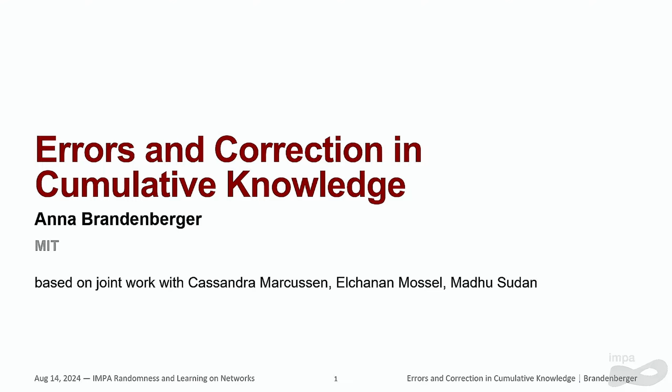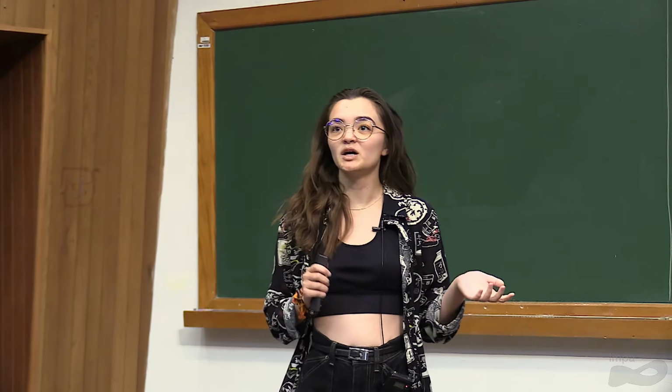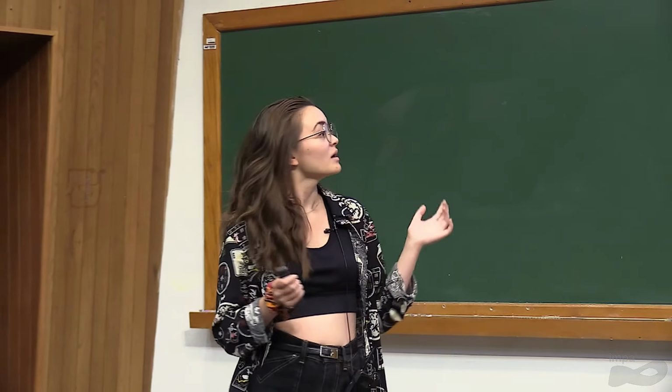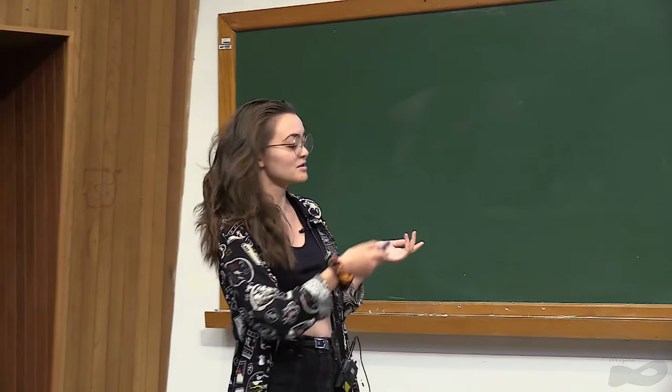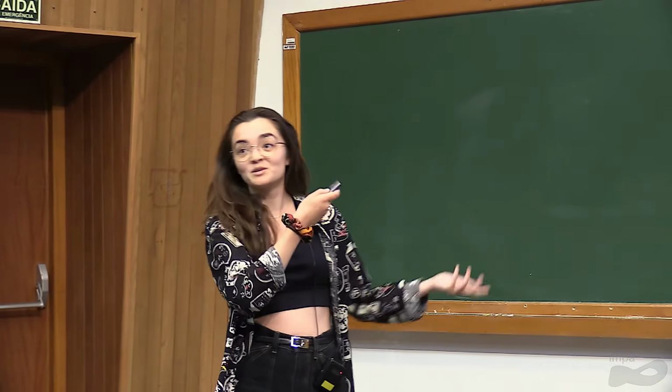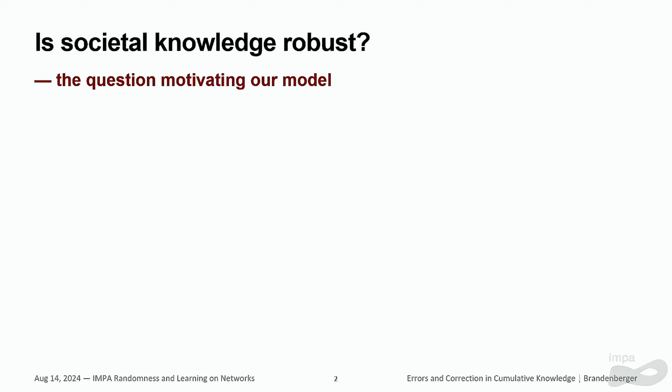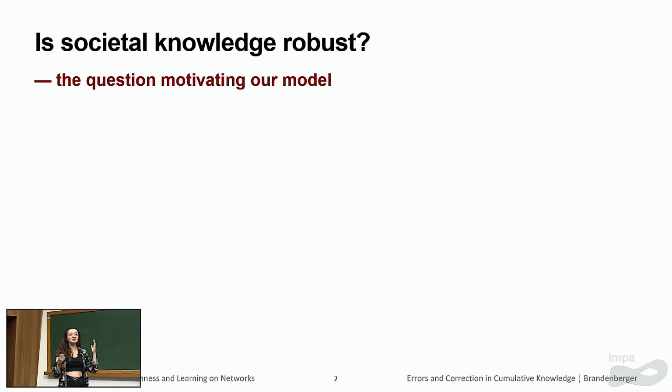So today I'm going to talk about, as she says, errors and correction in cumulative knowledge. This is a kind of fun model that I'm going to introduce, and it has to do with what we call cumulative knowledge. So what is this? The question that we're asking when we're talking about this model is: is societal knowledge robust? So what do we mean by societal knowledge?